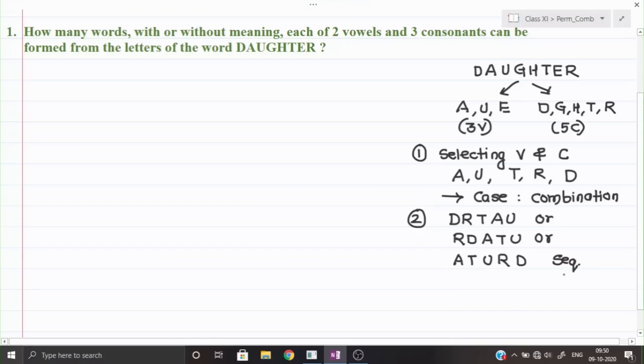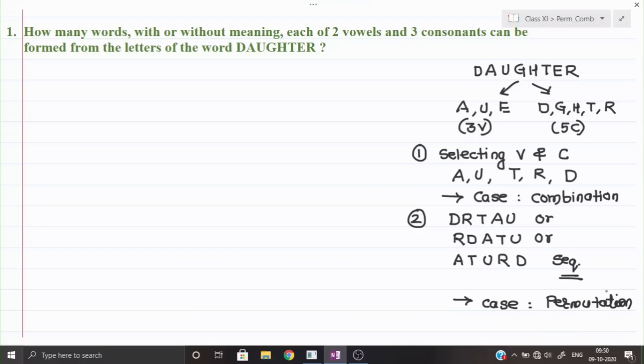So if sequence is important here, in this question it is a case of permutation. In the second step, whatever we are forming, we shall apply permutation, and in the first step we shall apply combination. The question may look very difficult, but don't worry, it is not difficult. We only have to understand the mechanism of what is actually happening.